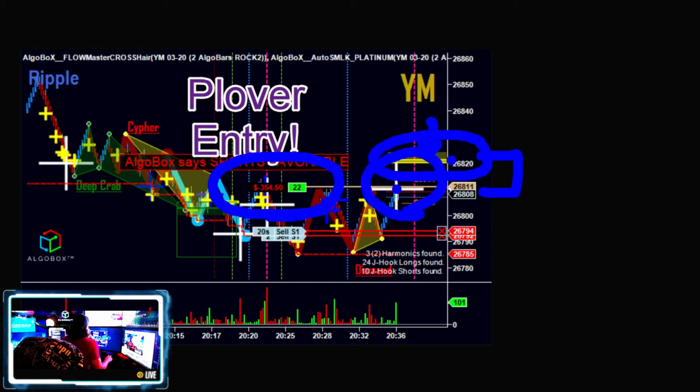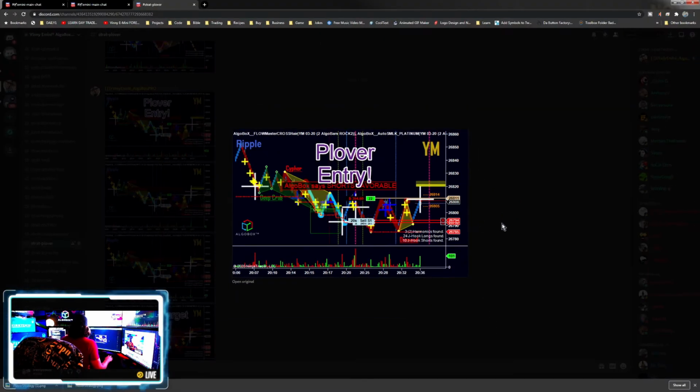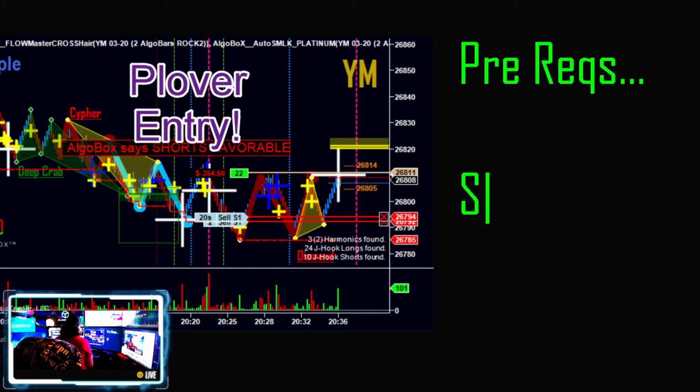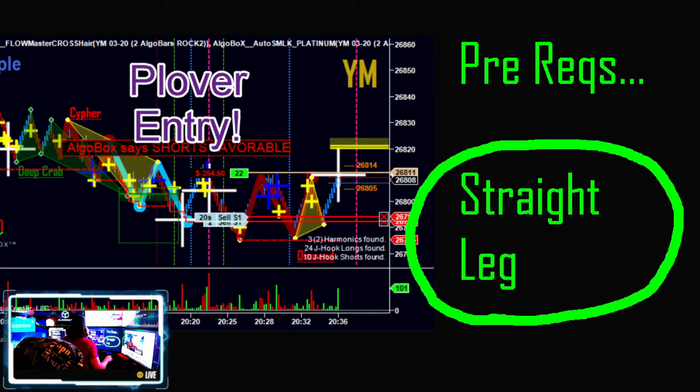Now, there is more to this. What you need beforehand, okay? Prerequisites to this, you'll want some of the other things from the order of operations to add confluence to this trade. However, other prerequisites that we want on every one of these, you need a straight leg. If you do not have a straight leg, folks, it's not a plover. You need a straight leg to take that plover entry.